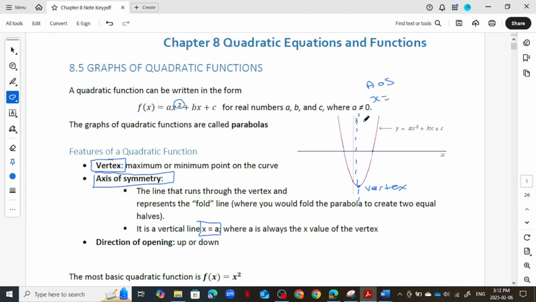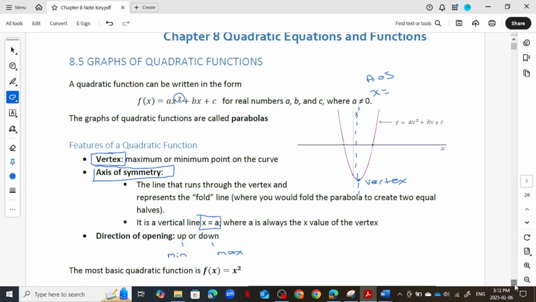The other thing we like to look at is whether the graph is opening up or down. If the graph is opening up, you will have a minimum. And if the graph is opening down, you will have a maximum. In another lesson, we're going to be solving applications of these quadratic functions, and we're going to be looking at maximum and minimum problems. So, where do we start?